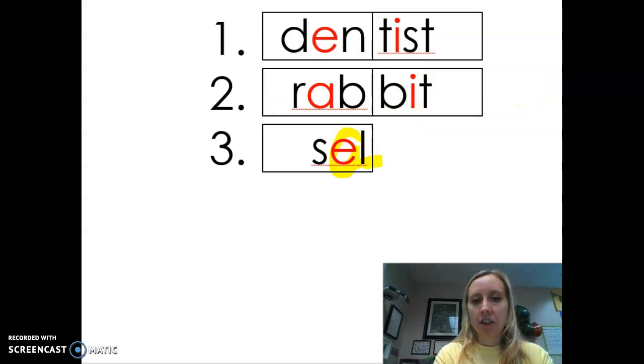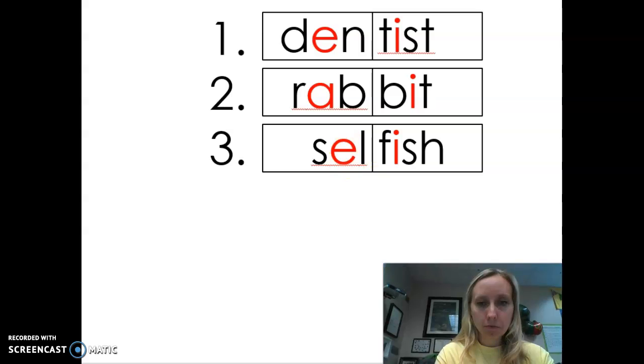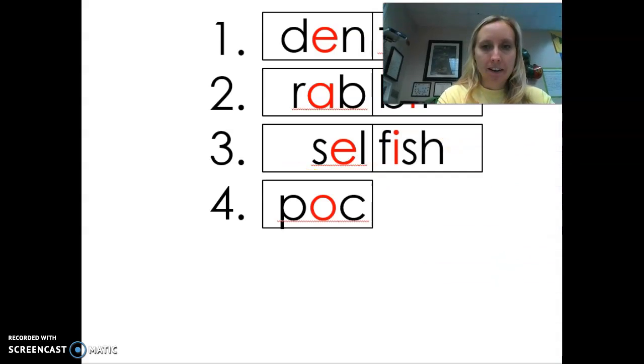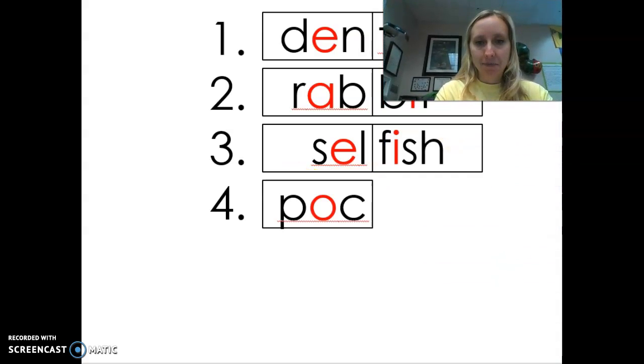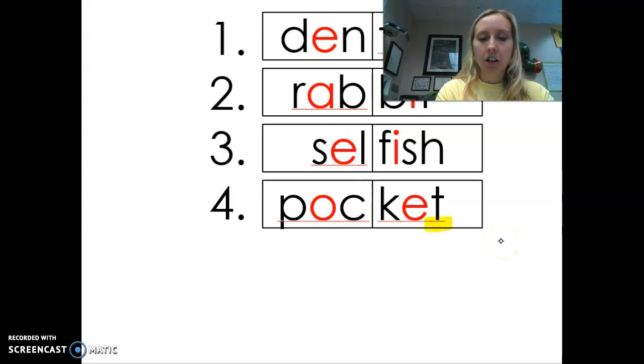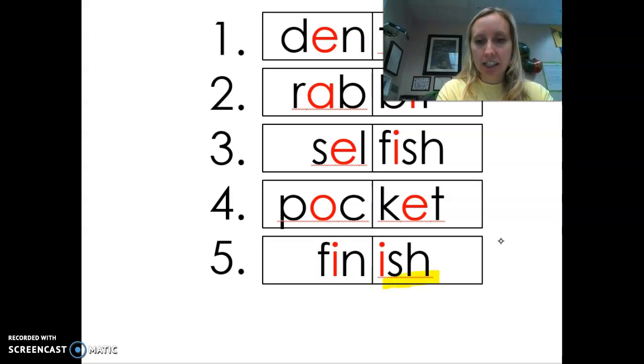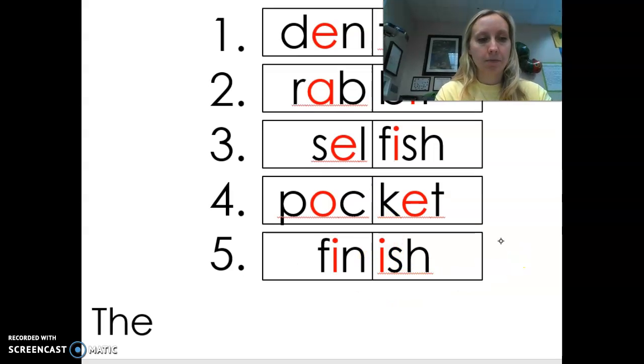Self, vowel, consonant, closed syllable. Fish, vowel, consonants, closed syllable. Selfish. Pock, vowel, consonant, closed syllable. Et, vowel, consonant, closed syllable. Pocket. Fin, vowel, consonant, closed syllable. Ish, vowel, consonants, closed syllable. Word, finish.